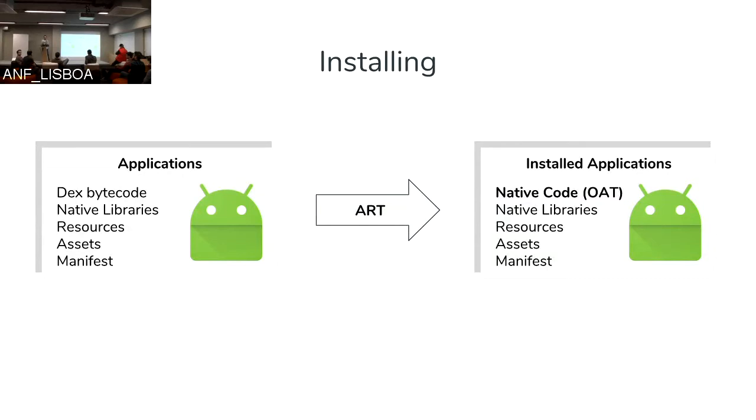Inside the phone. So when you click install in the Play Store, you download the app, and when the APK reaches your device, the system will unpack it, get the DEX bytecode, pass it through an LLVM-based compiler, and turn it into native code.